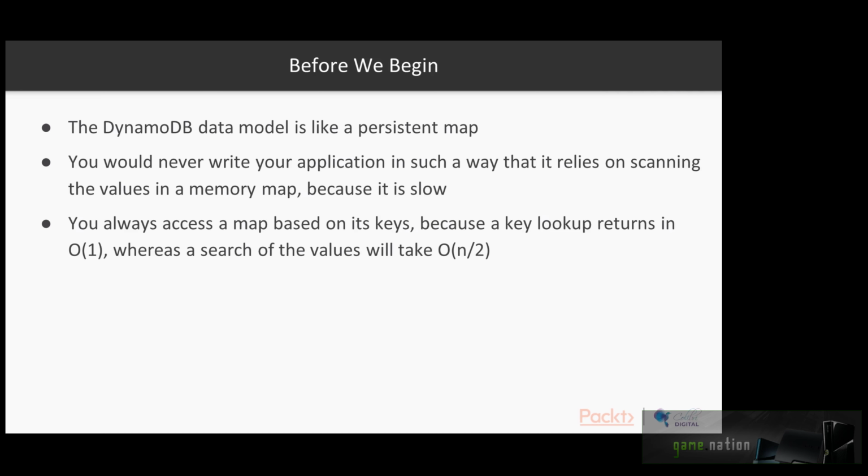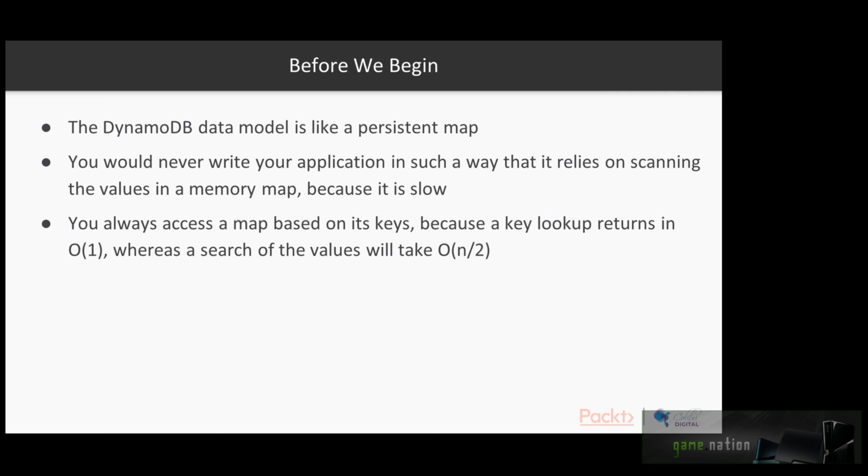It's a really important point, because as the table grows, or as your map grows, it continues to take the same amount of time to retrieve something from that map. If we didn't know the key, we would have to search through all values in that map. On average, that's going to take O(n) over 2. It means that if your table doubles in size, the amount of time taken to locate the object you're looking for will also double.